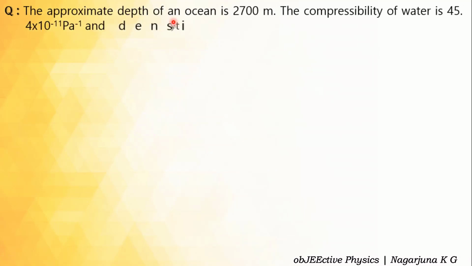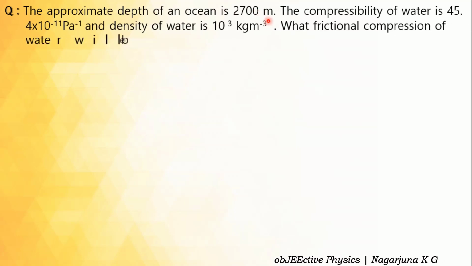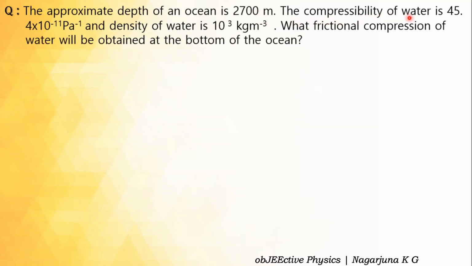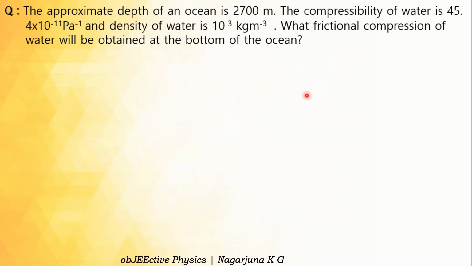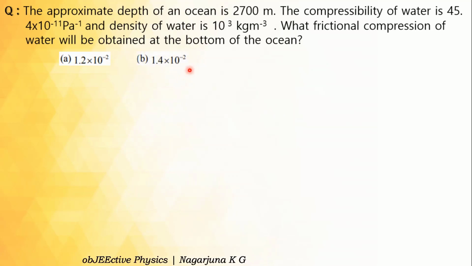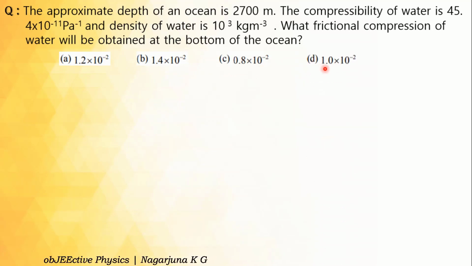The approximate depth of an ocean is 2700 meters. The compressibility of water is 45.4 into 10 power minus 11 Pascal inverse, and density of water is 10 cube kg per meter cube. What fractional compression of water will be obtained at the bottom of the ocean? Option A 1.2 into 10 power minus 2, option B 1.4 into 10 power minus 2, option C 0.8 into 10 power minus 2, option D 1 into 10 power minus 2. Solution.